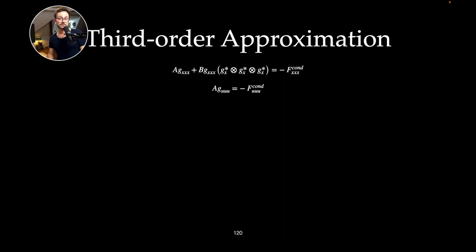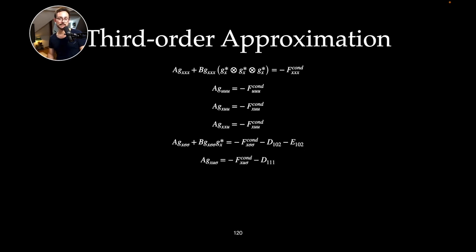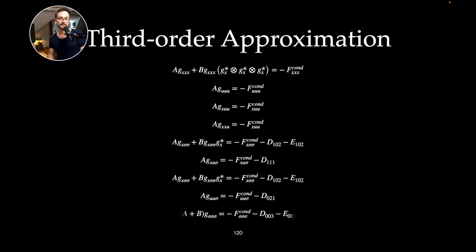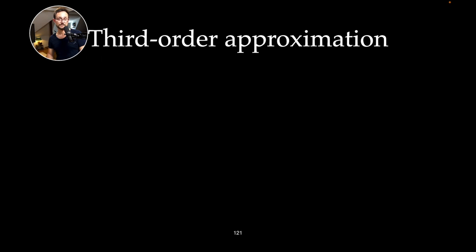Then I would compute GUU, which just requires me to take the inverse of A once I have the right-hand side. The same for GXUU, the same for GXXU. GX sigma sigma would be a bit more complicated, would look like that, and GXU sigma would look like that. GX sigma sigma, GUU sigma, and those would be the equations that you need to solve to get the coefficients.